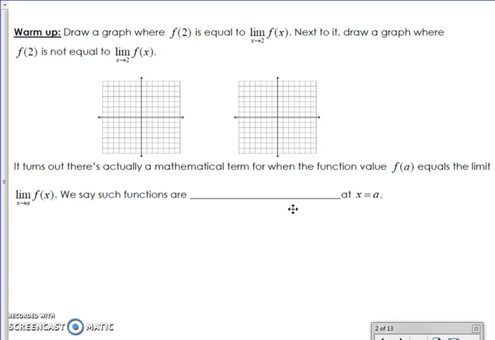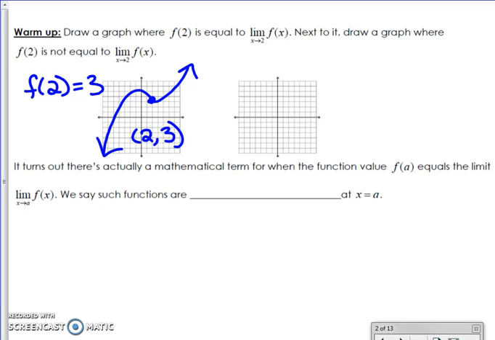Okay? So on this first graph, maybe I've got a function that's not going to be beautiful, but let's see, maybe it goes like that. Here I have the point at 2, 3, it looks like. So in this graph, f of 2 equals 3, but also the limit exists because as I approach 2 from the left, I'd be coming in at 3, and also when I approach 2 from the right-hand side, I would also be approaching 3.